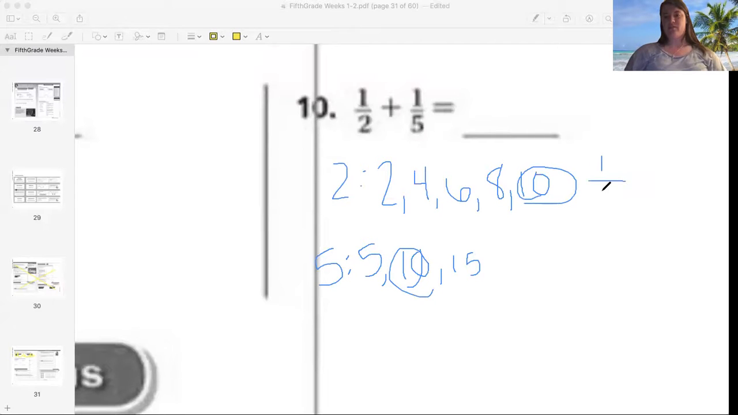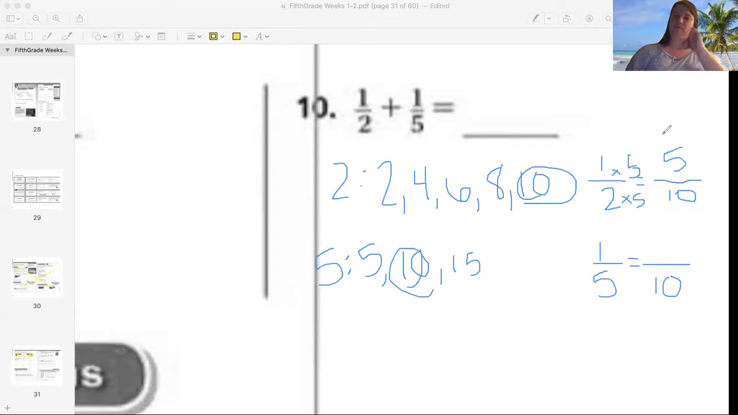Then I rewrite my fraction. So I have a half, and I have a fifth. And I'm setting those up equal to a new fraction, which you should know now what the new denominator will be. It will be 10. And then same thing, I think 2 times what gets me 10, which is 5. 2 times 5 is 10, so I multiply by 5 on the top. And 1 times 5 is 5. So one of them is 5/10.